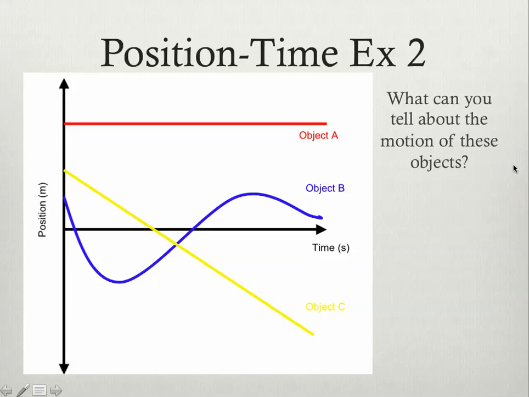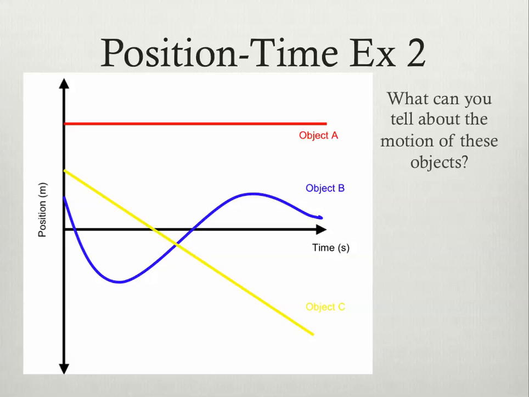Here's another example. We have three different objects in the same position time graph. Let's look at object A, the red line. We can see its position doesn't change. Its y-axis value is the same the whole time. So its velocity is 0.